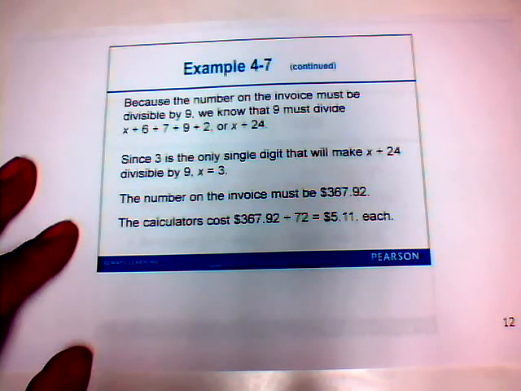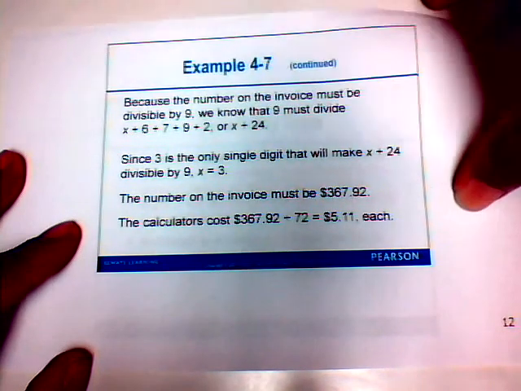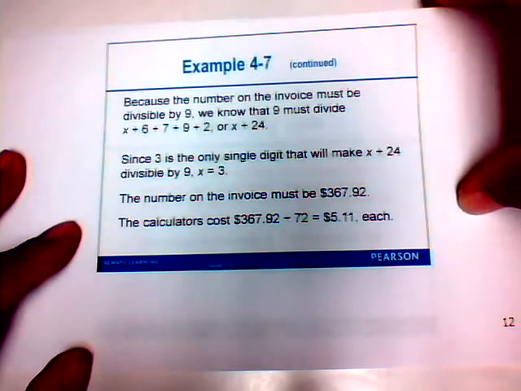And if you take $367.92, divide that by 72, that would be equal to $5.11. So each calculator must have a cost of $5.11.